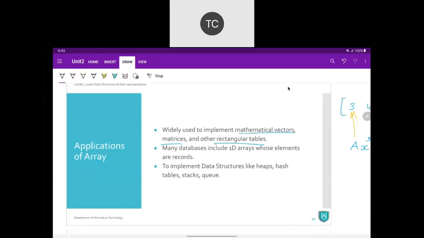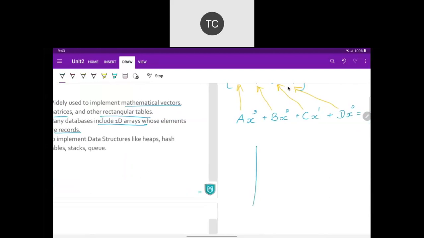Even many databases, you have database management system, right? DBMS subject. Even many databases do use 1D array to store one record. Those elements are records, right? So it's something like there is a 1D array which is having multiple elements, and those elements are nothing but different records. Record 1, record 2, and so on.